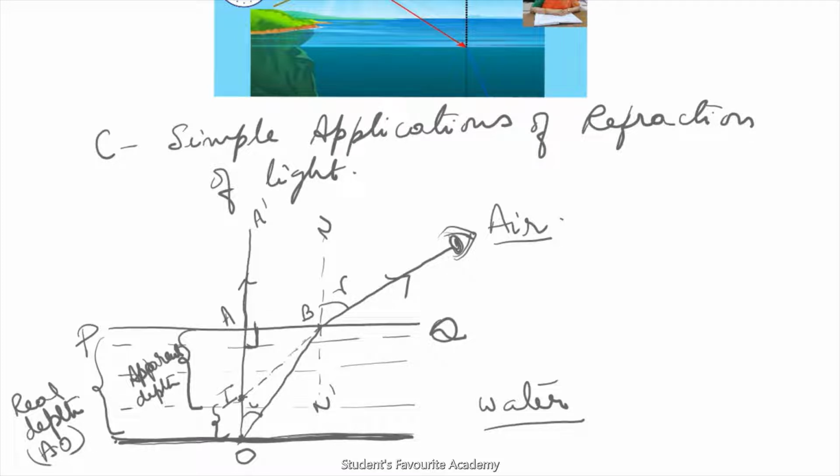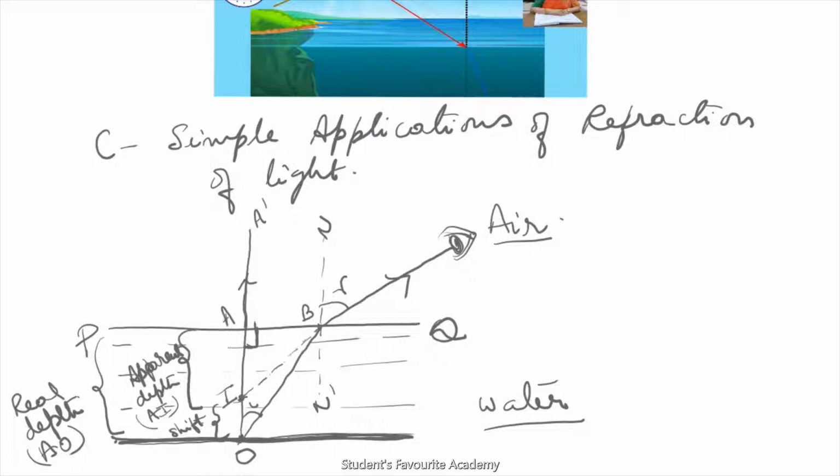Okay, so that apparent depth is AI in the figure. So real depth is more, apparent depth is less. And what is this IO? IO is the shift in the position of the object. It appears as if it is shifted from O to I. Okay, is that clear?